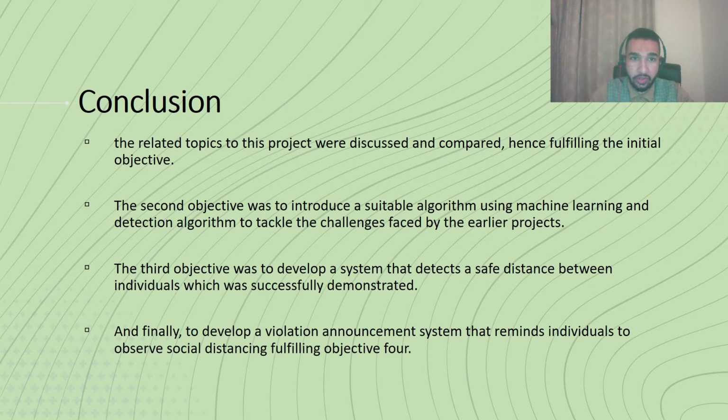Now to conclude, the related topics to this project were discussed and compared, hence fulfilling the initial objective. The second objective was to introduce a suitable algorithm using machine learning and a detection algorithm to tackle the challenges faced by the earlier projects. This one has been achieved. The third objective was to develop a system that detects a safe distance between individuals, which was successfully demonstrated earlier. And finally, to develop a violation announcement system that reminds individuals to observe social distancing, fulfilling objective number 4.